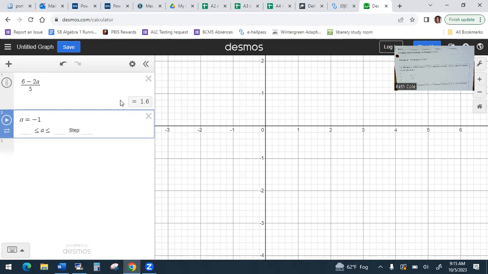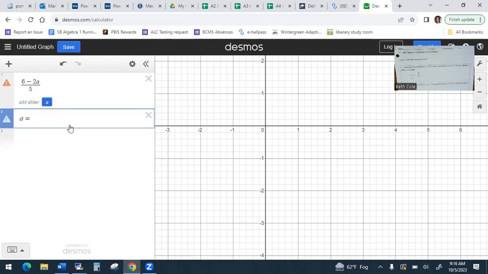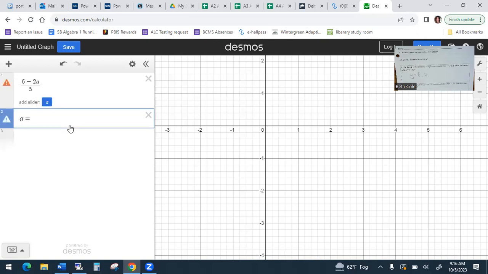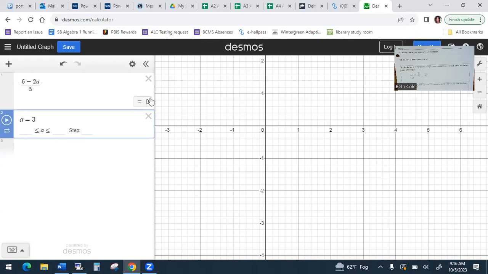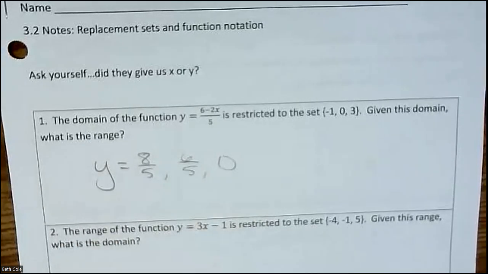1.6. If you want it as a fraction, look, do you see this little button right here that'll turn it into a fraction? 8/5. I kind of like the fraction better. Put 8/5 on your paper. Y equals 8/5. All right. Then I'm going to change A to equal what? What's the next one? 0. Look, it gives you your answer. 6/5. Just put that on your paper. Comma. All right. And then what's the last one? 3. A equals 3. What do you get? 0. So your answer should look like that.